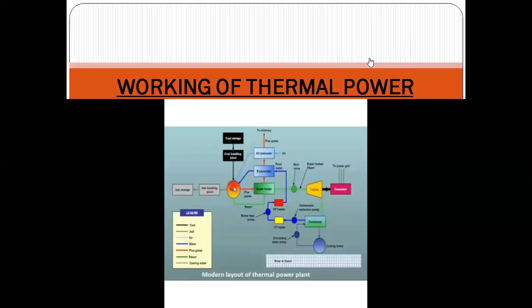So this is what a modern thermal power plant looks like. There are so many components inside the power plant, but here we can understand it very easily with the help of some limited components. So this is all about the modern thermal power plant, and you can see how electricity can be generated in a thermal power plant.